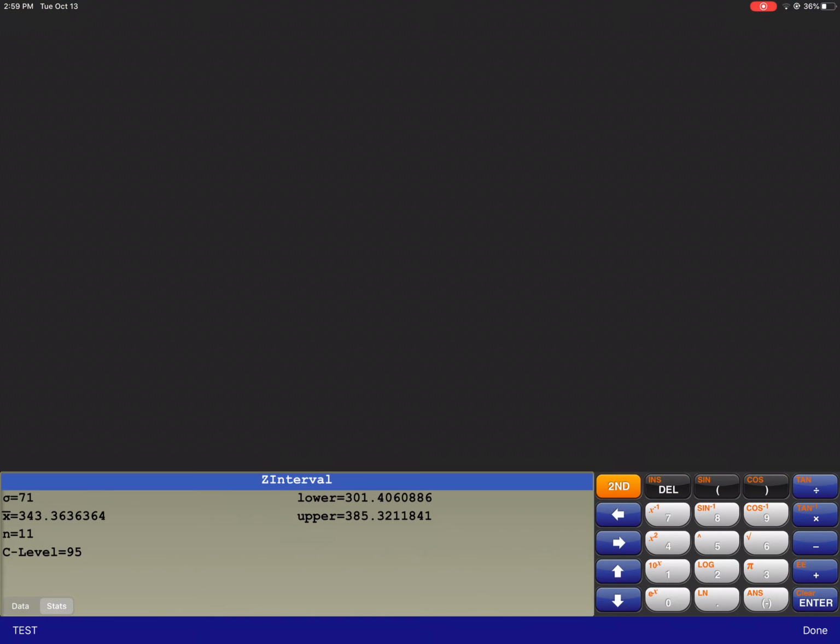See, isn't this so much easier than the other one? Oh, there we go. So now it's on there. So I guess you put in not 0.95. I guess you type in the actual 95 in this case. So our confidence level is 95.